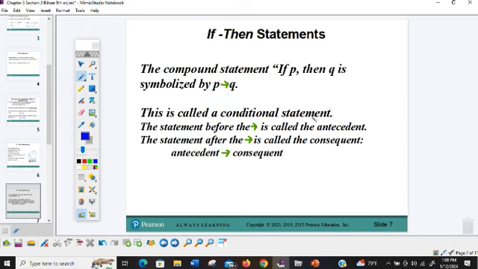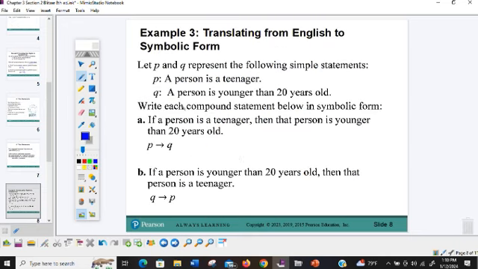When you have this conditional statement, that's what it's called, what is in front of the arrow is called the antecedent. So the P is the antecedent. What is after the arrow, the Q, is called the consequent. So the antecedent is first, consequent second. So let's look at this one. P is going to be a person is a teenager. Q is going to be a person is younger than 20 years old. So it says if a person is a teenager, that's P, then that person is younger than 20 years old. That's Q.